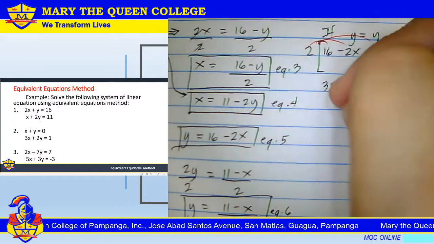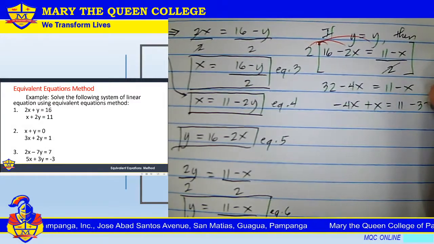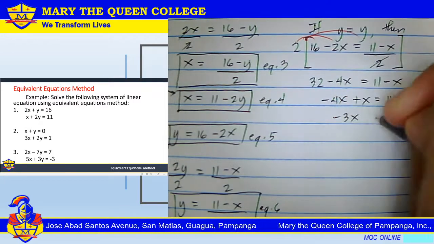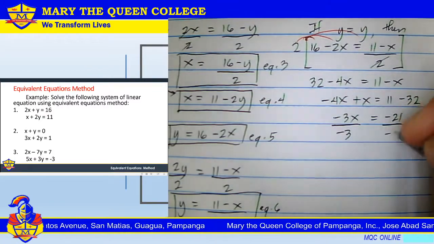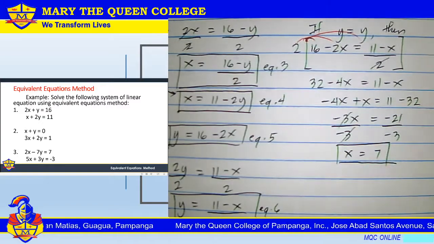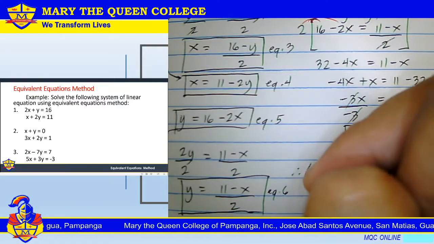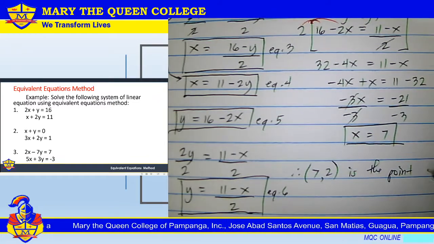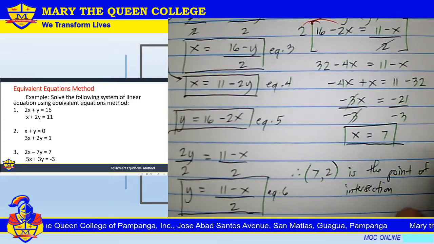Okay? Then, transpose negative 4x plus x is equal to 11 minus 32. So from here, simplify natin negative 3x is equal to 11 minus 32, that is negative 21. Divide both sides by negative 3. Cancel, cancel. X is equal to positive 7. Therefore, our solution set or point of intersection is 7 and 2. So, ganun lang po siya kadali.